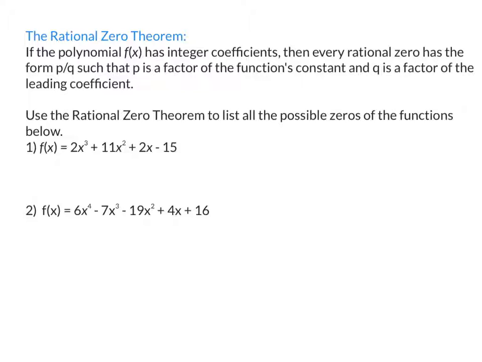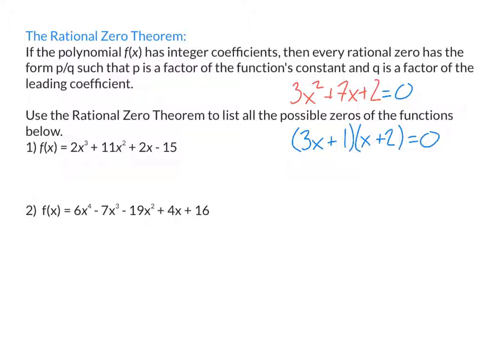So just to talk about what this means for a second, let me look at the quadratic equation here. If we have 3x squared plus 7x plus 2, and we'll say equals 0, this will factor into 3x plus 1 times x plus 2 equals 0. So it has two zeros, negative 1/3 and negative 2.